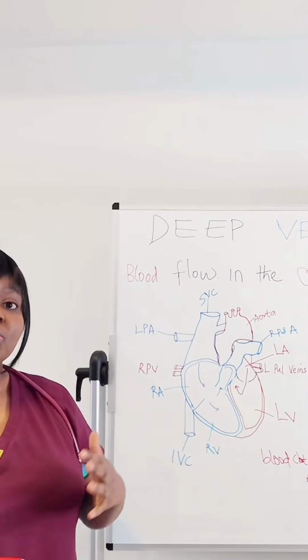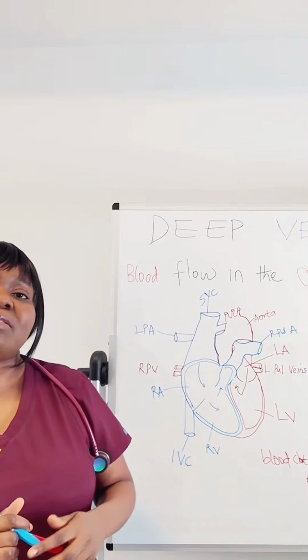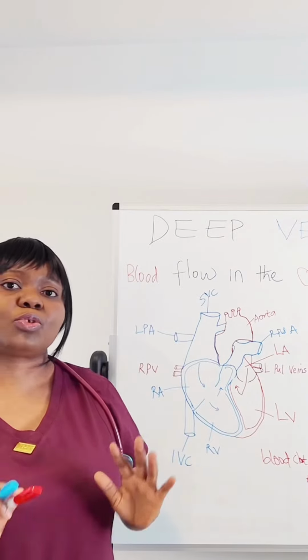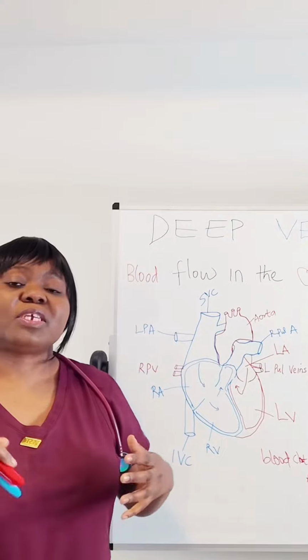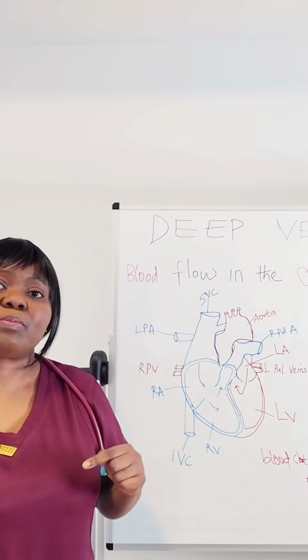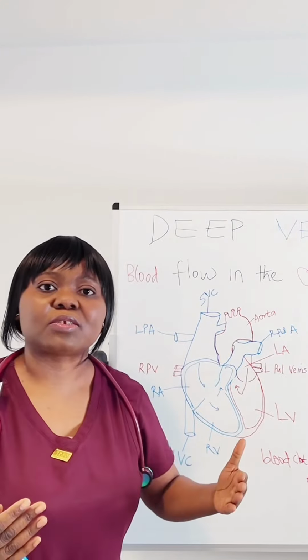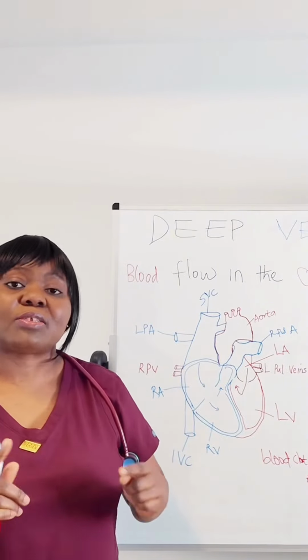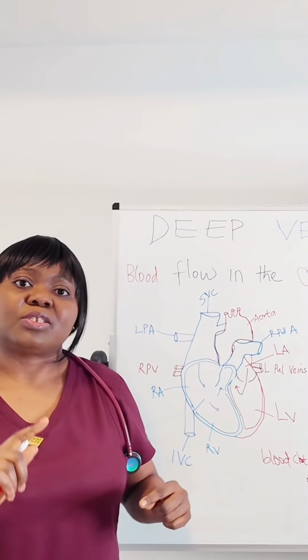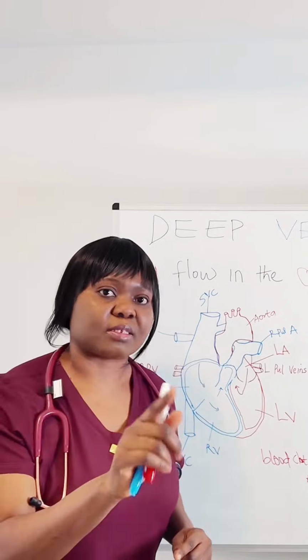And we say vein, we do the opposite. Veins carry deoxygenated blood towards the heart. Even if the arteries carry oxygenated blood away from the heart, we have the pulmonary artery that does the opposite. They carry deoxygenated blood towards the heart.